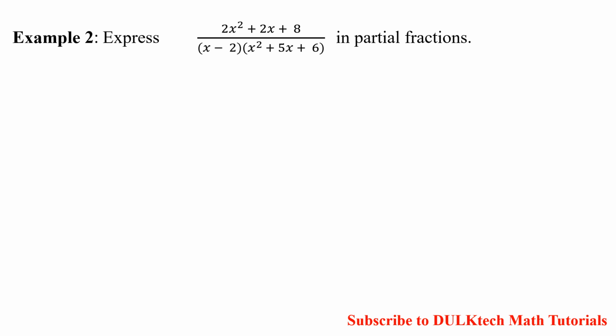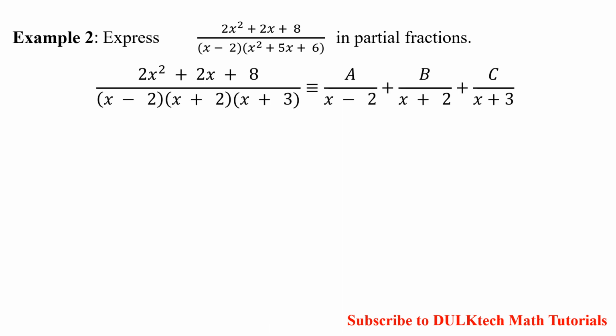Let's move on to our second example. Express this one in partial fractions. The first thing is to factorize the denominator completely. If we factorize this, we get x plus 2 factor of x plus 3. So we are going to do it this way.